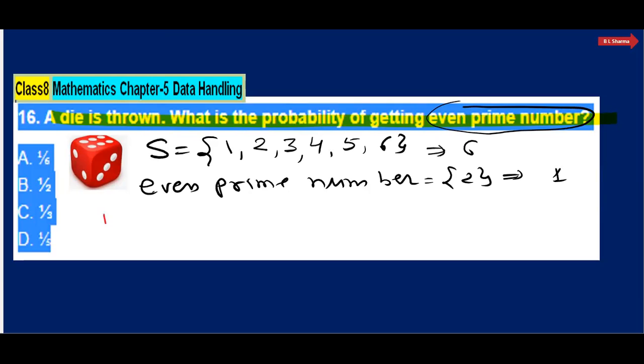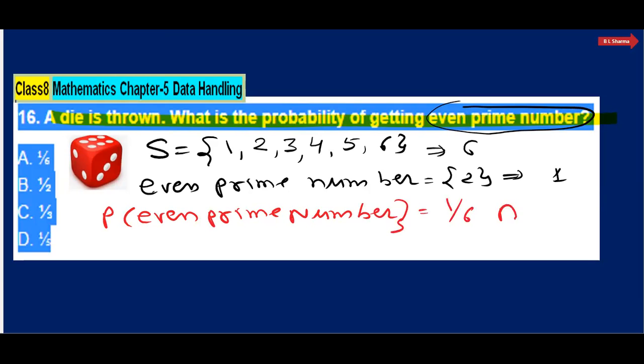So the favourable count is 1 and the total count is 6. So the probability of getting an even prime number is 1 upon 6, meaning 1 out of 6. So the answer is A, that is 1 upon 6.